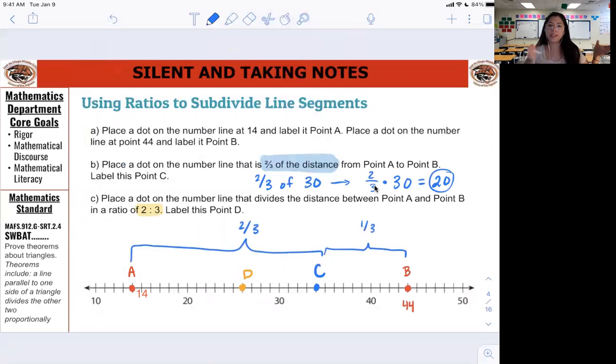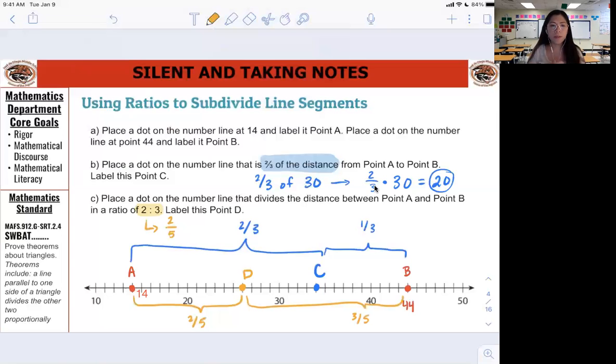Do we see how it divides it? 2/3 and then 1/3. Same thing from A to D versus D to B. From A to D, what fraction of the whole is that? It's not 1/3 anymore, because remember our ratio, 2 to 3. What was that fraction again? Yeah, it's 2/5. So this is 2/5, and this is 3/5.